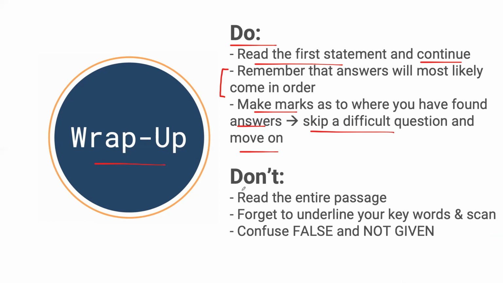Things that you shouldn't do: please don't read the entire passage. Some of these Section 1 passages can be fun to read, they can be interesting, but we are not reading for pleasure, we're reading to get the best score possible. So do not read the entire passage. Once you're done with this, really move on to the next section or any other question that you need to answer. Then don't forget to underline your keywords and scan after you read each statement. And of course, like we have talked about in this video, do not confuse false and not given, and don't waste your time looking for something that is simply not in the passage.